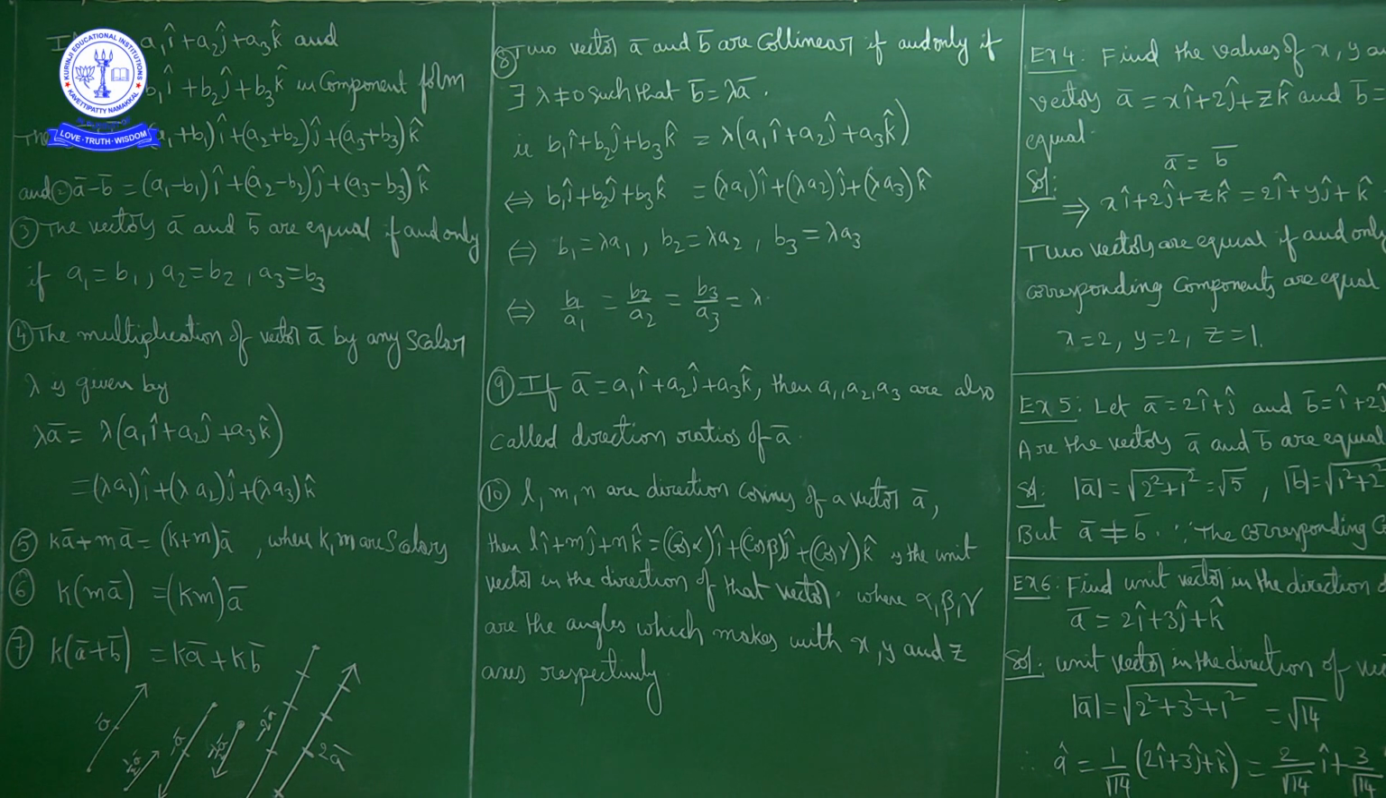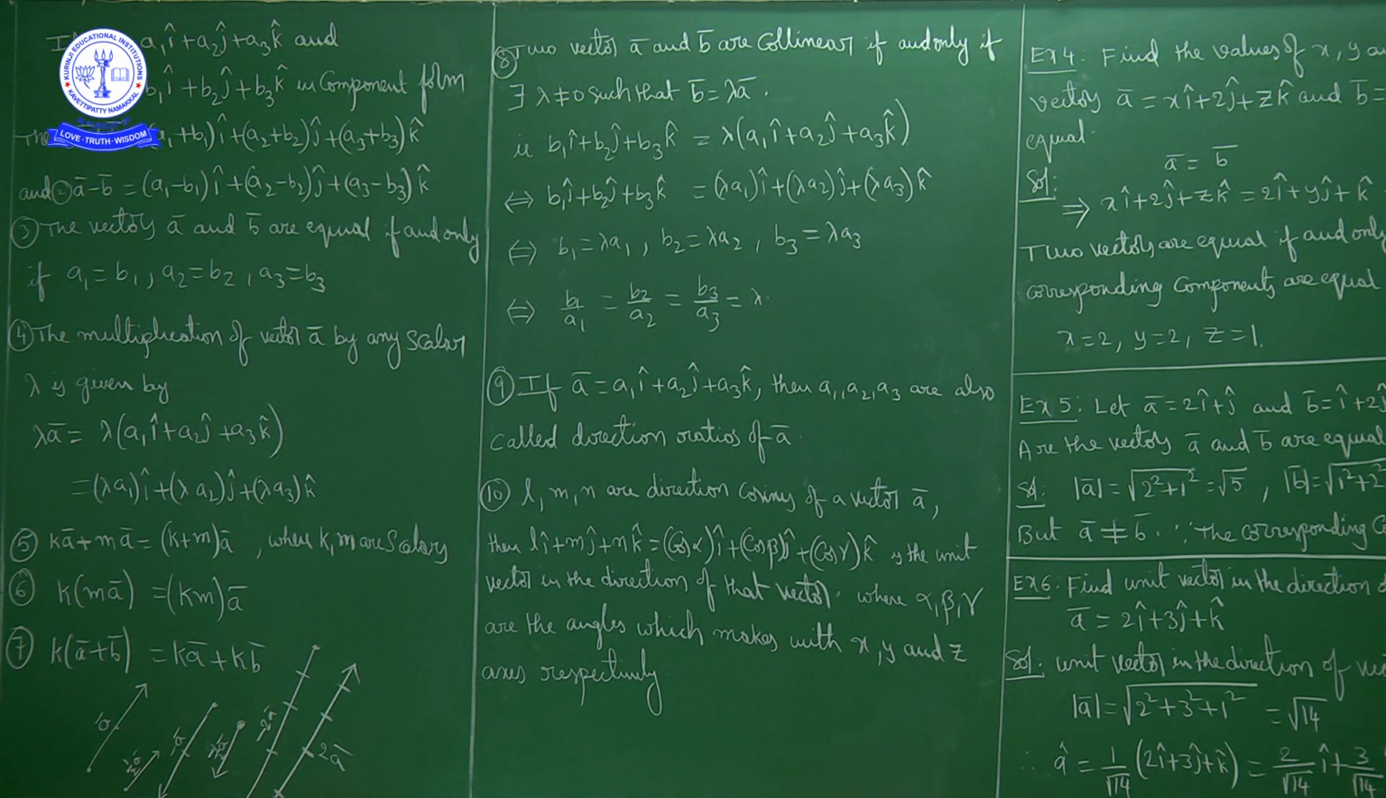If l, m, n are direction cosines of a vector A bar, then l i cap plus m j cap plus n k cap, equal to cos alpha i cap plus cos beta j cap plus cos gamma k cap, is the unit vector in the direction of that given vector, where alpha, beta, gamma are the angles it makes with the x axis, y axis and z axis. This we already discussed. These are important points. Next we will discuss questions.